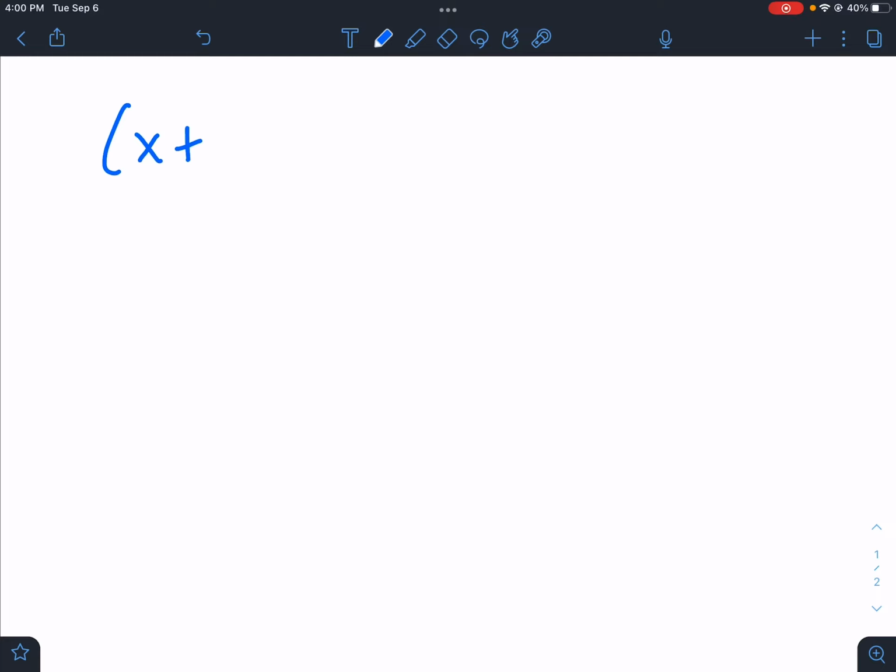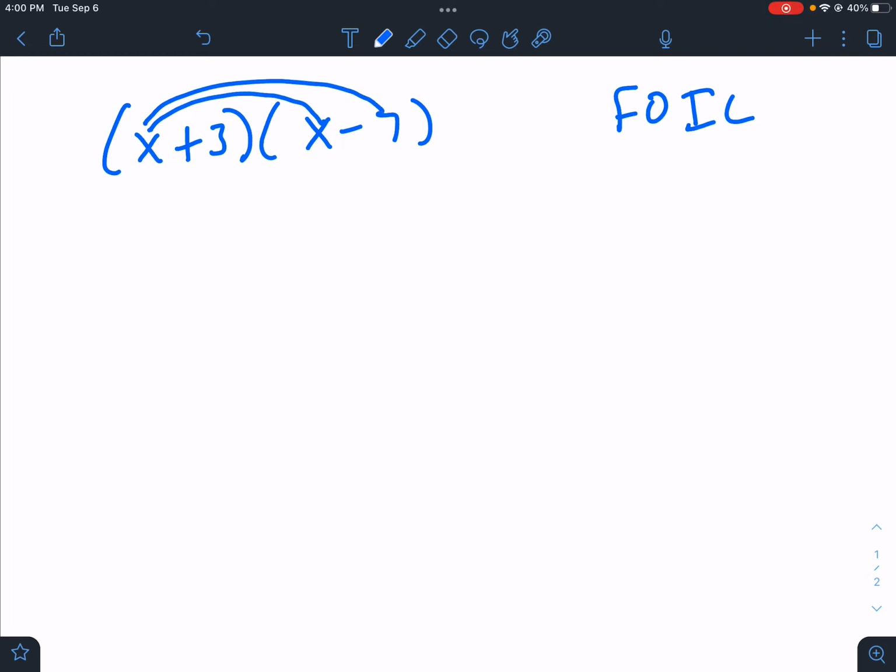If I have x plus 3 times x minus 7, and I ask you to multiply that, a lot of teachers would explain it by using the acronym FOIL. FOIL is just a set of instructions: the first numbers, the outside numbers, the inside numbers, and then the last numbers. It's just a way of reminding you of how to distribute. The math term is called distributing, and FOIL is an acronym that helps you do that.